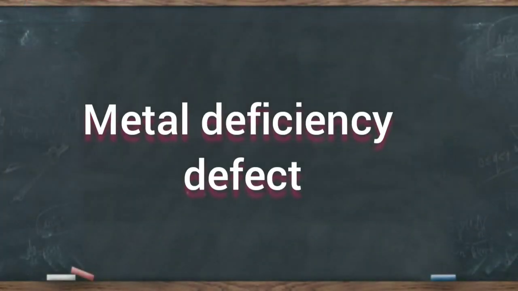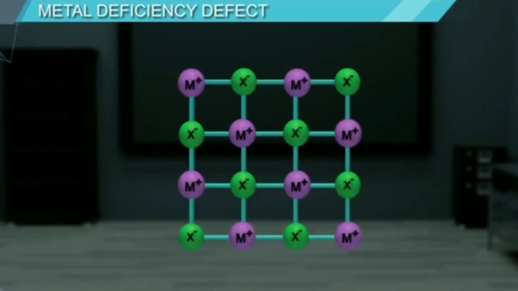Next is metal deficiency defect. This defect occurs when the metal shows variable valency, that is, it is shown by transition metals. This defect occurs when metal ions or cations are missing from the original lattice site. To maintain the charge neutrality, the same metal ions having higher positive charge are added to occupy the vacancies created in the crystal. As the added metal ion has higher positive charge, it will not occupy all the vacant sites. It will occupy some of the vacant sites to balance the overall charge and other sites will be left vacant.